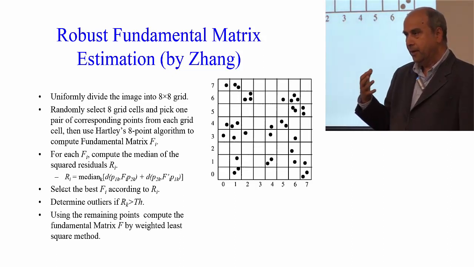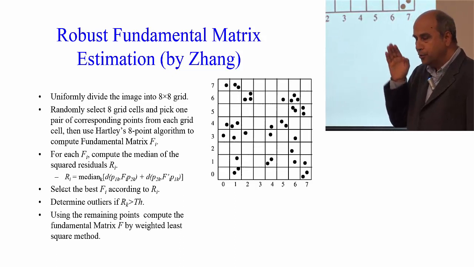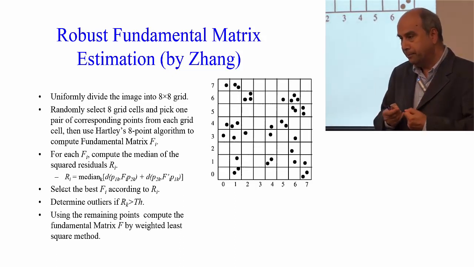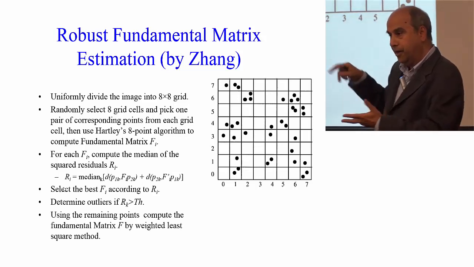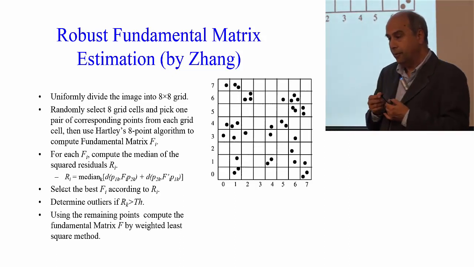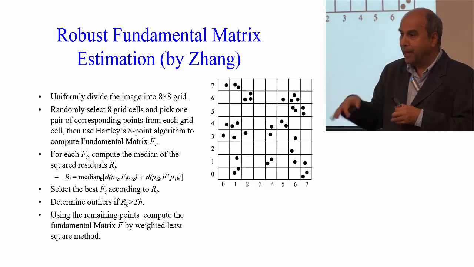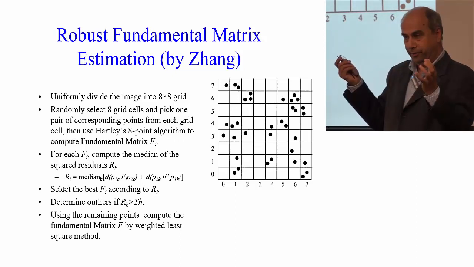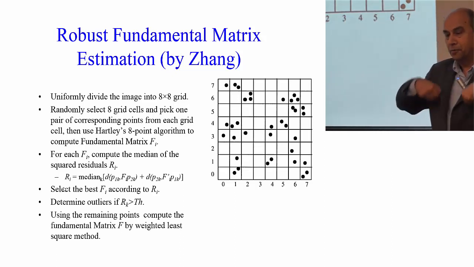That's the first step. Now we are going to use that fundamental matrix. Using that fundamental matrix, you identify points which have a very large error, because you will get an error for each of the points. This R i is for each of the points, the ith point. So you pick those and you remove those. Those are the outliers, which means their correspondence was wrong. So you remove those, and the remaining ones you use to find the final one.